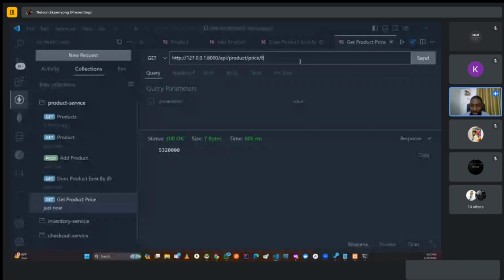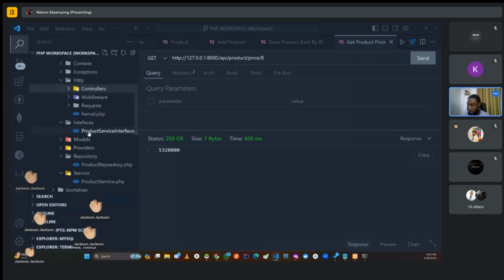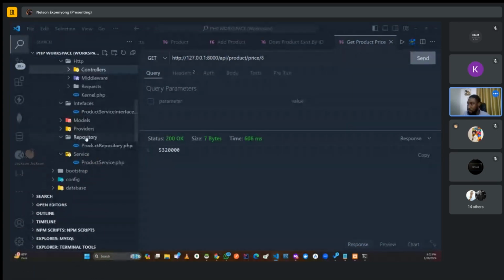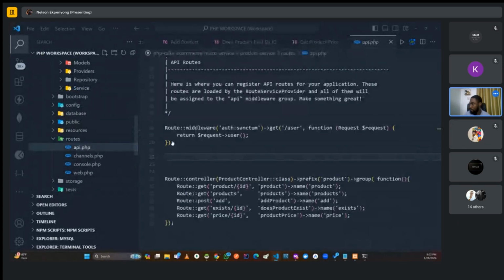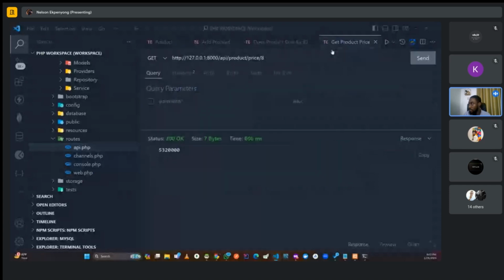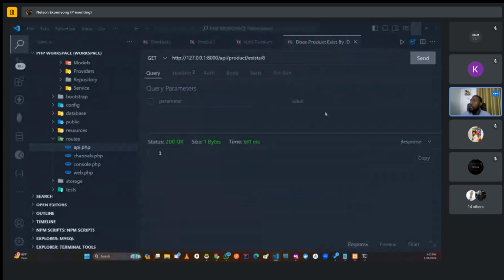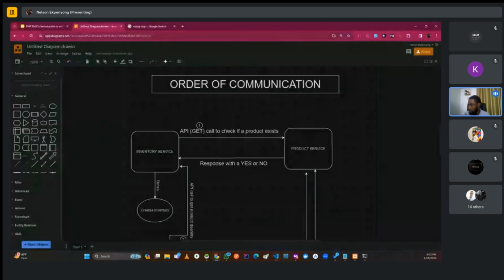Now, why is this important? This is important because all the other services, when they need something from the product service, are going to call these endpoints. Does that make sense? Let me show you the routes. Simple, nothing fancy. Product by ID, products, add, exist by ID, get the price of a product. Great. So the product service is done.